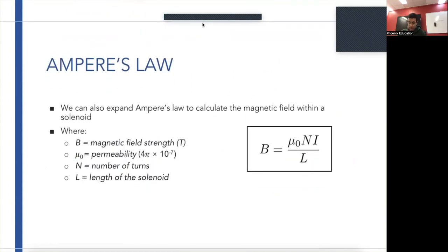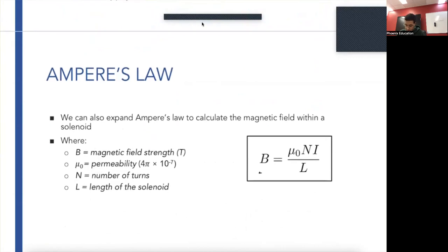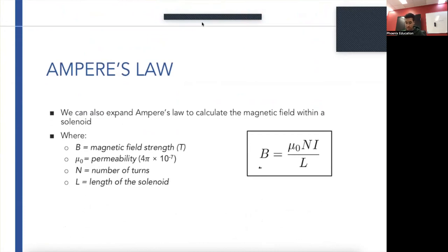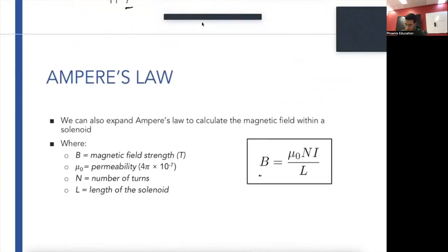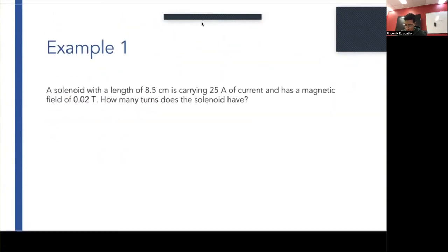And another form of Ampere's law states that the magnetic field strength of this solenoid is given by this formula: mu naught, the permeability of free space, multiplied by the number of turns, multiplied by the current flowing through this wire, divided by the overall length of the solenoid. So this length over here, this length, that length. That would be Ampere's law.